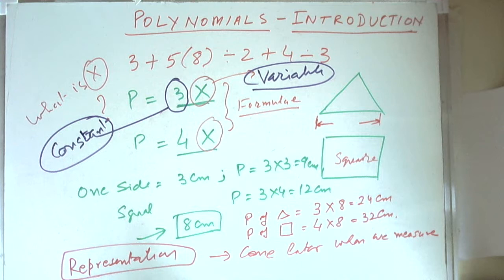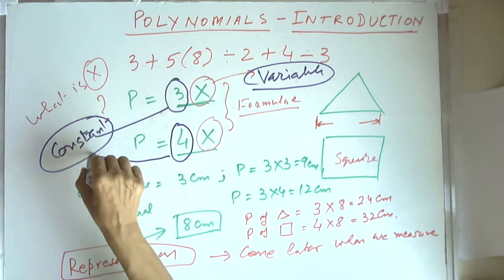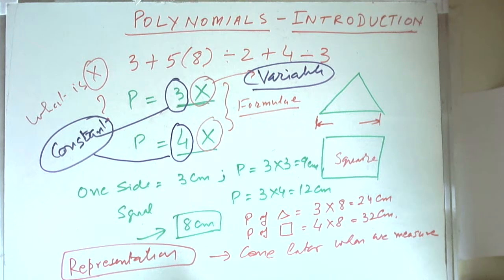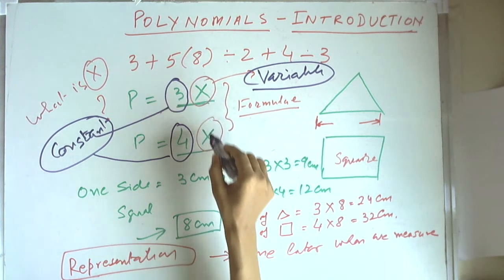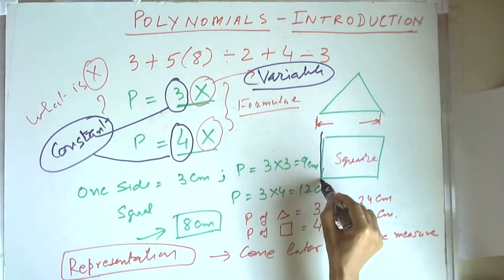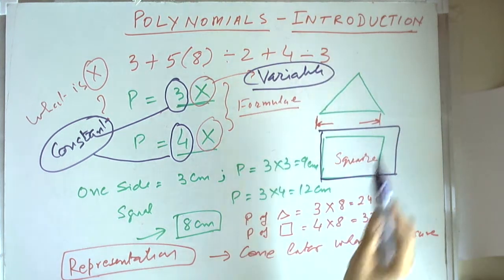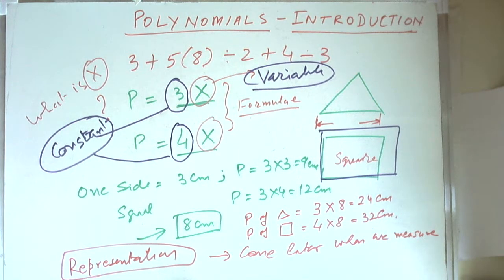Why is it called a constant? Because this value is not going to change. Whenever an equilateral triangle is there, it will always be 3. Whenever it is a square, it will always be 4. So this is another constant. Whereas the value of x will change depending upon whether the square is smaller or larger, and similarly whether the triangle is smaller or larger.